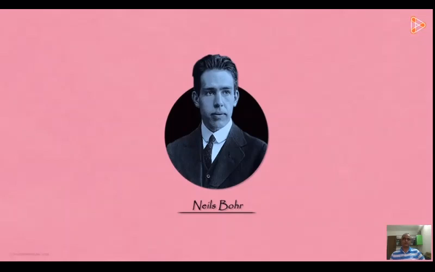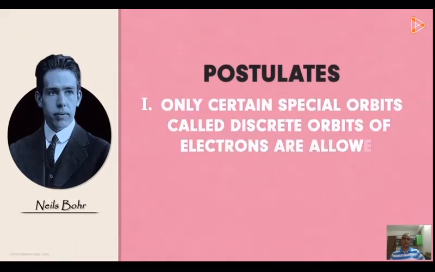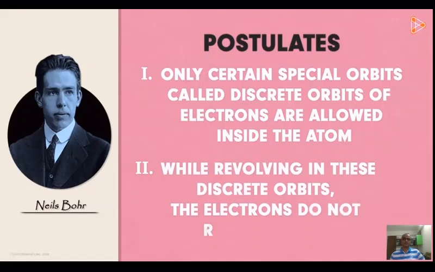The postulates put forward by Niels Bohr were as follows. Firstly, only certain special orbits called discrete orbits of electrons are allowed inside the atom. Secondly, while revolving in these discrete orbits, the electrons do not radiate energy. Now these points definitely tell us why an atom is so stable. But what exactly are these paths or orbits in which the electrons revolve around the nucleus? Let's understand with an example.